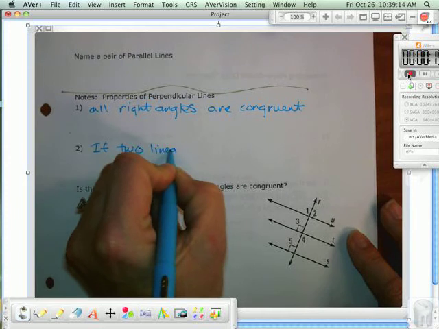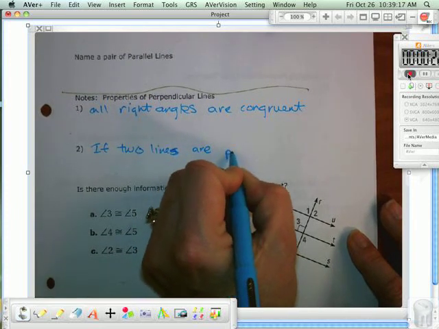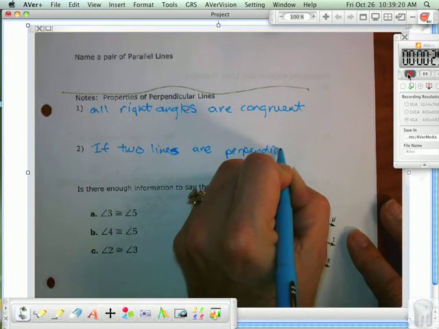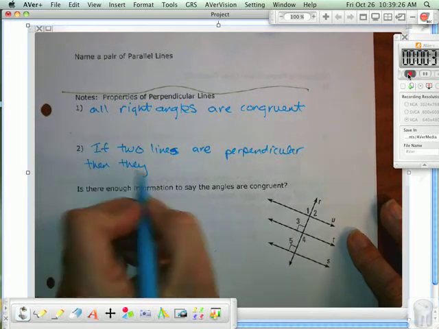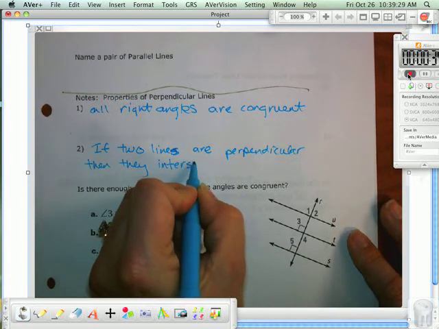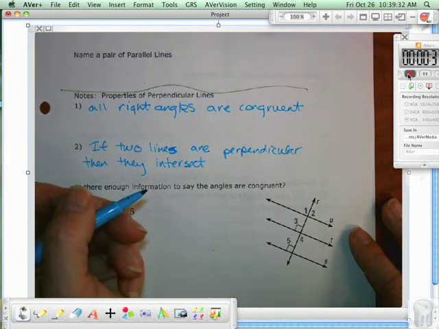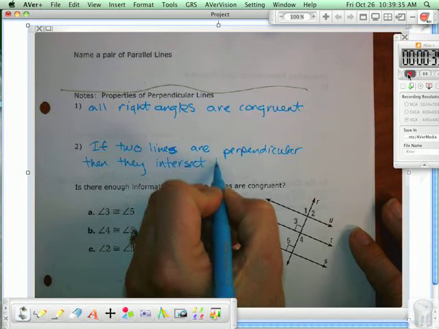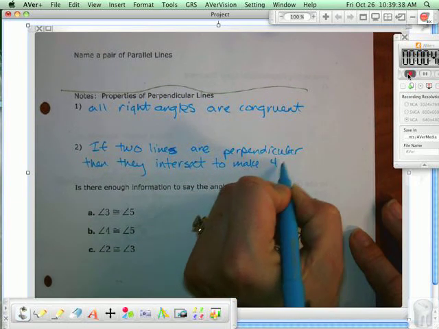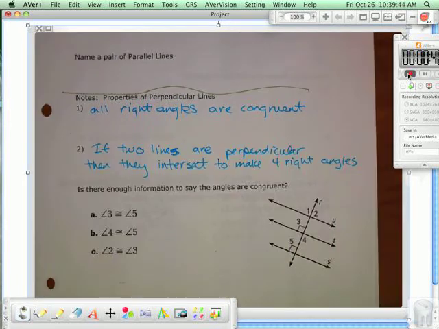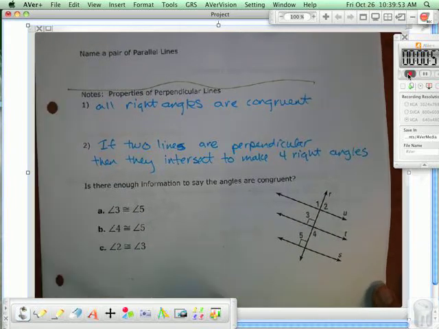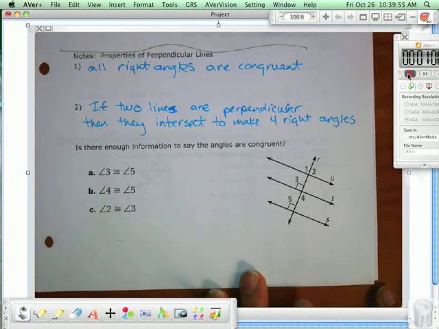If two lines, and that's an S, are perpendicular, then they intersect to make 4 right angles, which is kind of, again, basically what you saw in your investigation. All right, based on these properties, this is the kind of stuff you're going to do in your homework.